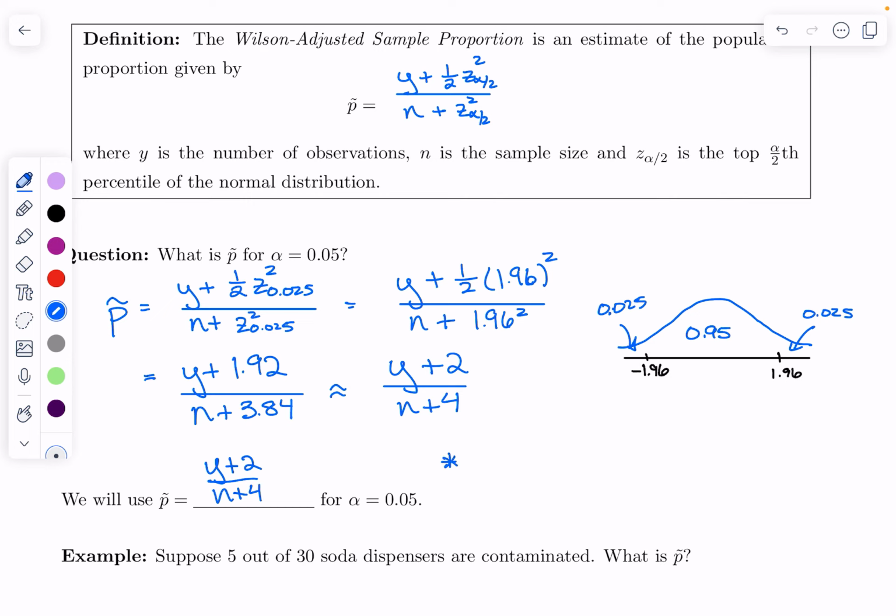The significance of this is we can think about the fact that we're adding 4 trials to our sample. And here 2 are successes or positive, and 2 are failures.